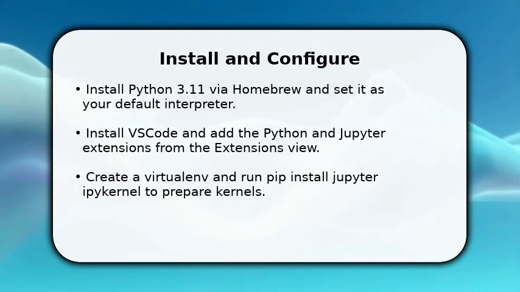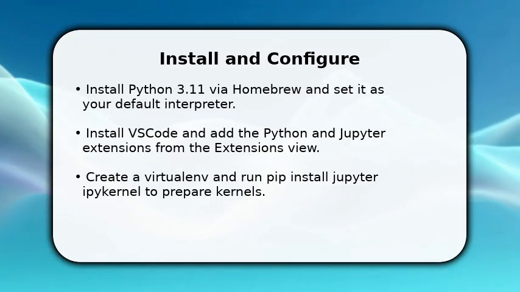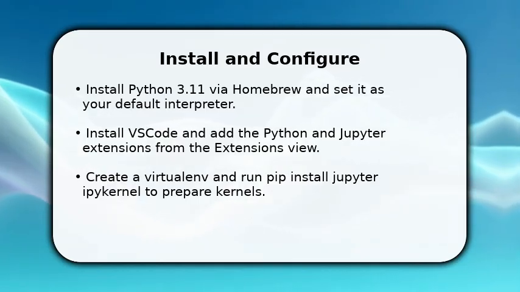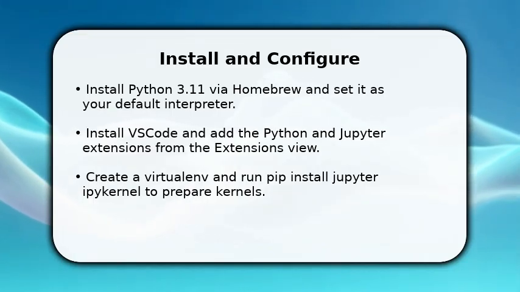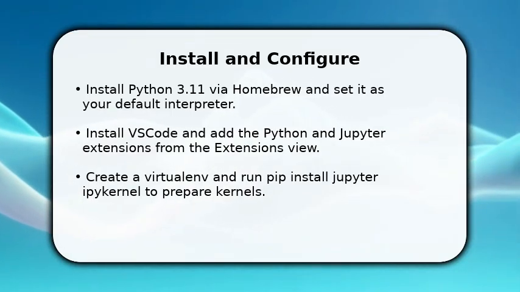Start by installing Python 3.11 using Homebrew on your Mac. Install Visual Studio Code and open it. In VS Code, install the Python and Jupyter extensions from the Extensions view. Open Terminal and create a virtualenv by running python3 -m venv env.